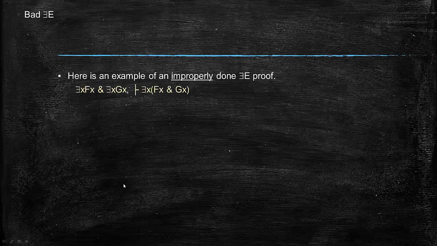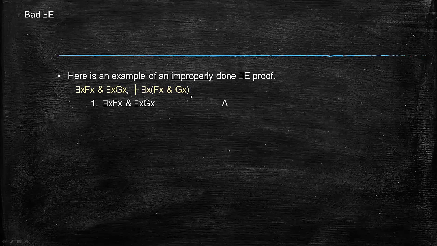So here's an example of an improperly done existential elimination proof. And in fact, the ones that we're going to be considering right now are going to be improperly done, partly because there is no proper way to do these. These are actually invalid inferences. It doesn't follow, for example, that if there exists something that's funny and there exists something that's goofy, that there exists some one thing that's funny and goofy. So it would be a bad thing if we could prove this. But suppose we were told to, how would we go about trying to do it? Well, we would be forced to make some kind of error.